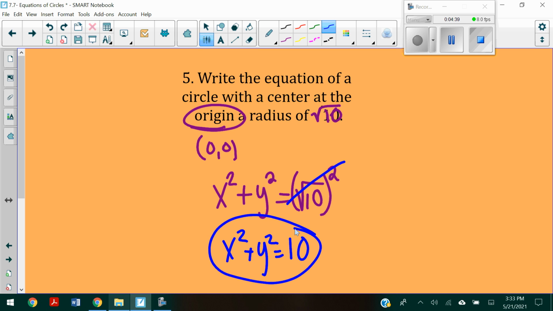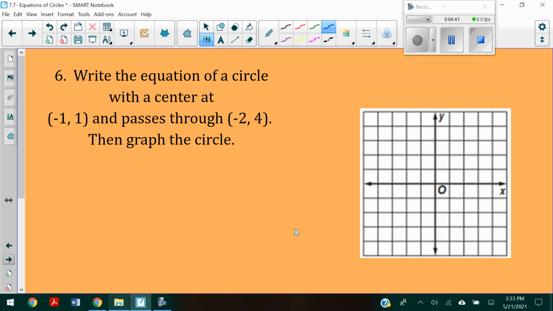All right, let's go to the back side where we are given a couple of points, and we are going to actually have to graph this. It says write the equation of the circle with the center at negative 1, 1. So I'm going to draw that, negative 1, 1, and I'm going to put a little c by it so I know that's the center. It passes through the point negative 2, 4. So negative 2 and up 1, 2, 3, 4.